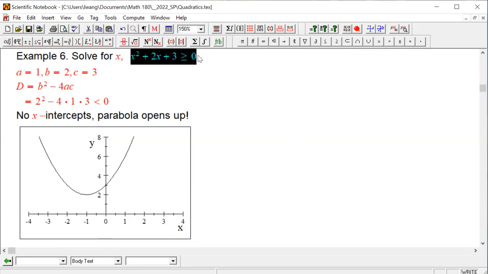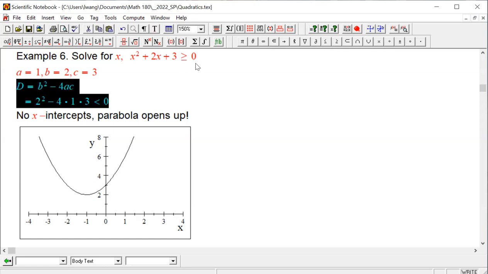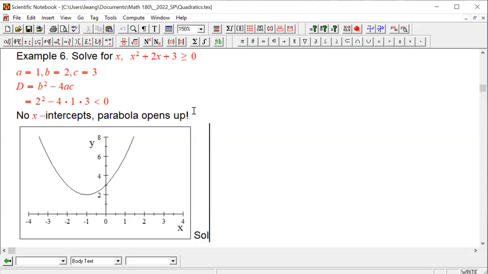Don't forget our target. Our target is to have this function larger than 0 or equal to 0. Now, from this, we know that equal to 0 is not going to happen, not in a million years. So larger than 0. So everywhere, every input whose output is larger than 0, isn't it? So what will be the solution? The solution is all real numbers.